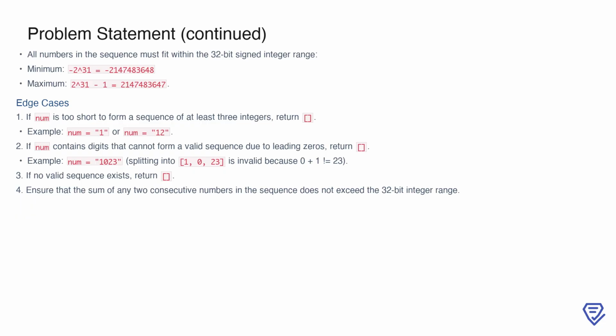Similarly, if the string contains digits that would lead to invalid splits due to leading zeros, like 1023, we return an empty list because 1, 0, and 23 don't satisfy the Fibonacci condition. Lastly, even if the sequence starts out valid, we must ensure that no sum exceeds the 32-bit integer limit. If any of these conditions are violated, the result is an empty list. These constraints ensure that the solution is both valid and robust.